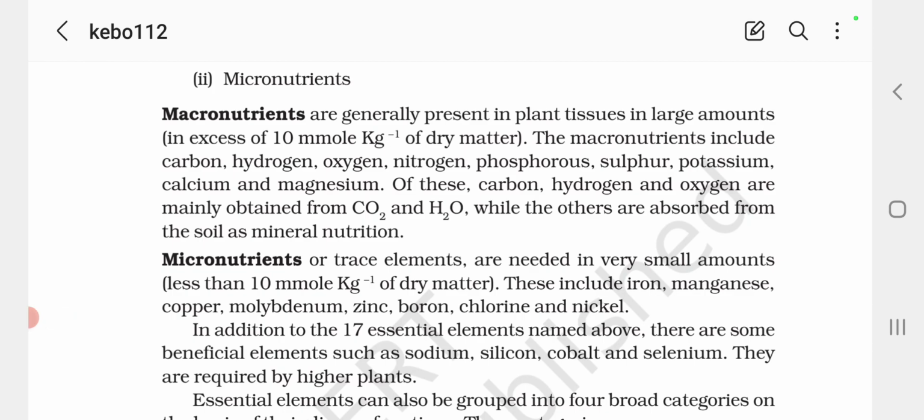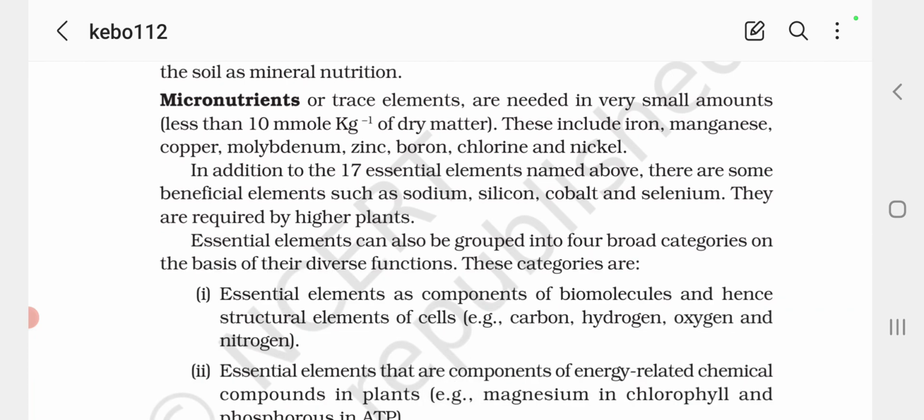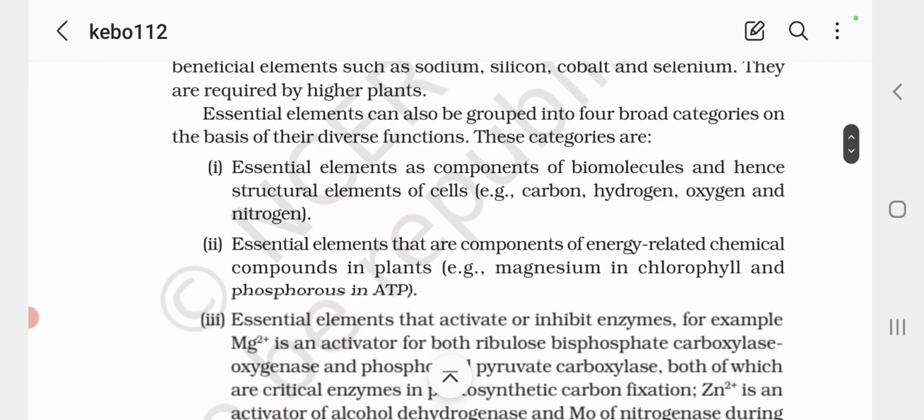Of these, carbon, hydrogen, and oxygen are mainly obtained from carbon dioxide and water, while the others are absorbed from the soil as mineral nutrition. Micronutrients or trace elements are needed in very small amounts. These include iron, manganese, copper, molybdenum, zinc, boron, chlorine, and nickel. In addition to the 17 essential elements named above, there are some beneficial elements such as sodium, silicon, cobalt, and selenium. They are required by higher plants.